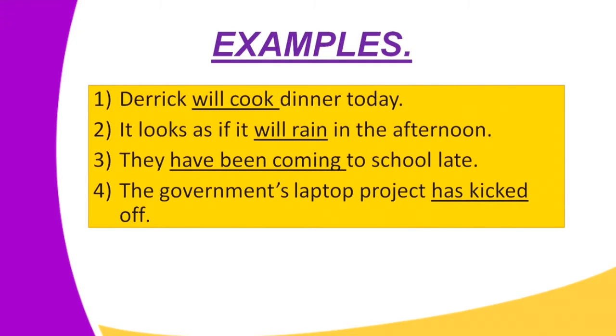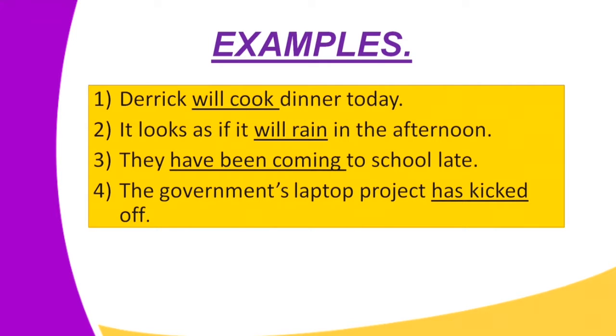Sentence number 2, we have: it looks as if it will rain in the afternoon. We have the main verb rain, of course being helped by the auxiliary verb will. So will in that sentence is an auxiliary verb, or a helping verb.